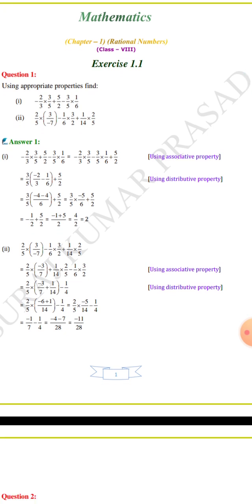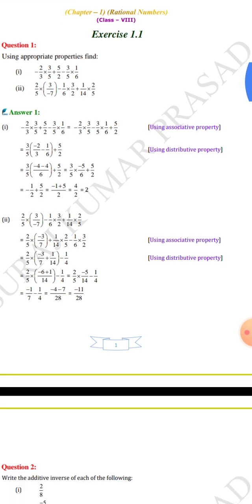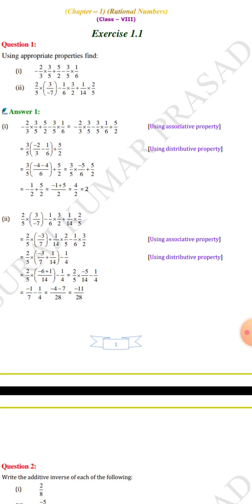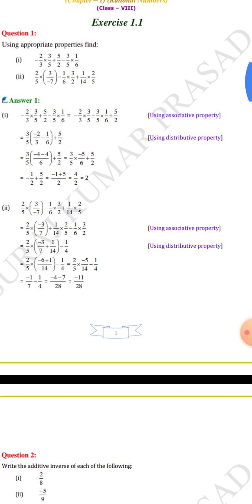And the second one, 2/5 × 3/(-7) - 1/6 × 3/5 + 1/14 × 2/5. By using the associative property, we can write 2/5 × (-3/7) + 1/14 × 2/5 - 1/6 × 3/2. We have taken -3/7 because we simplified 3/(-7). Then we get -3/7.